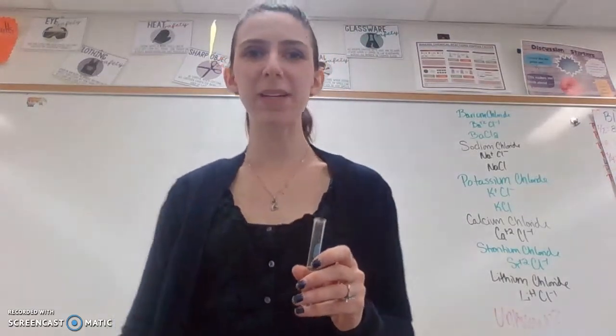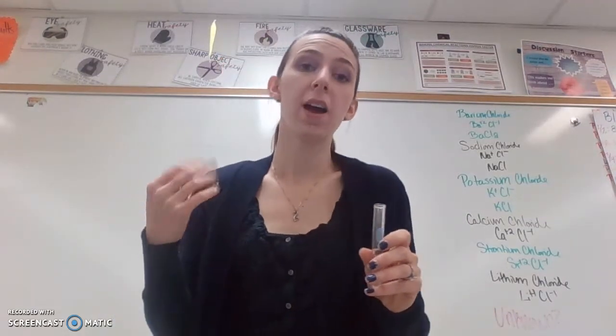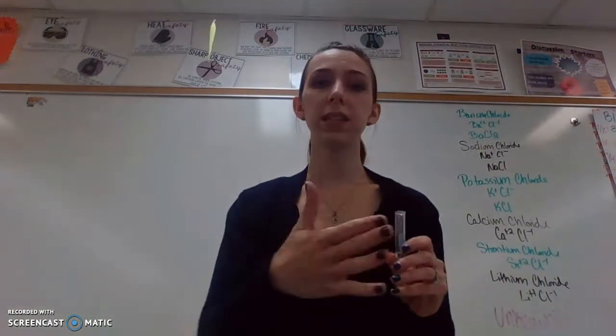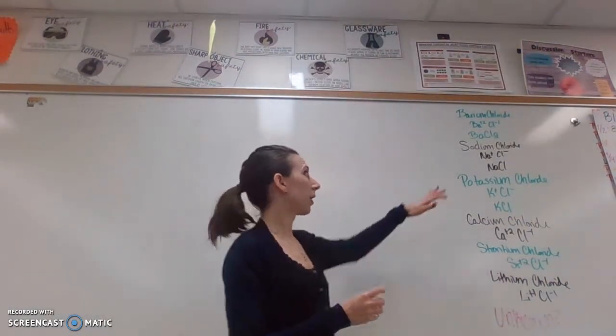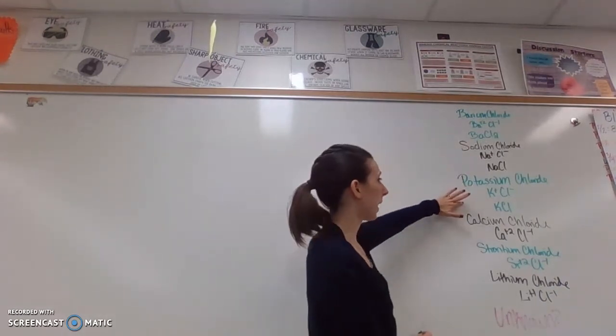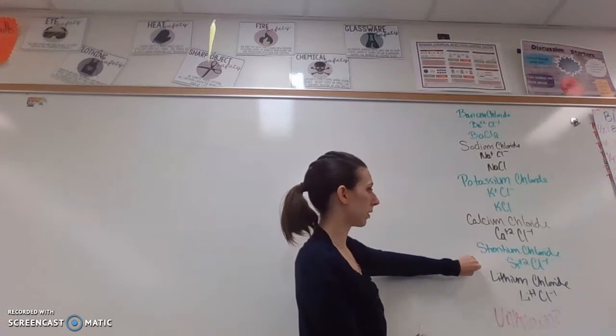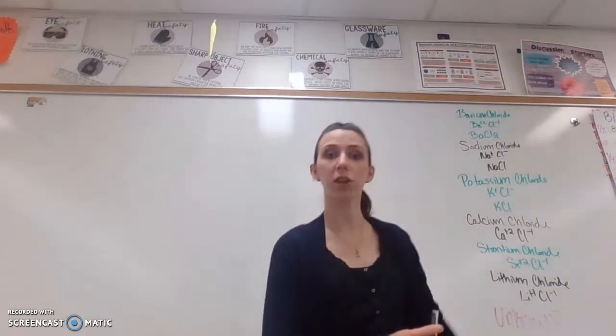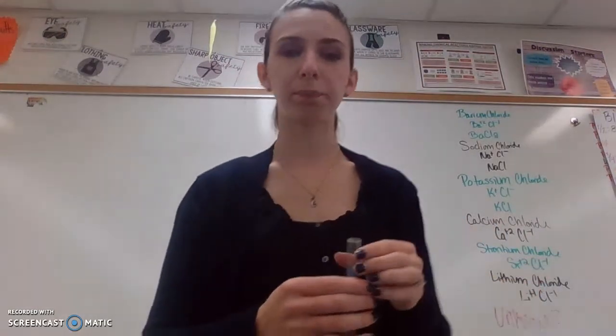Good morning. Today we're going to be testing some of the different common ionic salts that are different poisons. We have 6 different ones we're testing today: barium chloride, sodium chloride, potassium chloride, calcium chloride, strontium chloride, and lithium chloride. Then we're going to test the unknown that was found in the sugar bowl in Annabelle Smith's home.